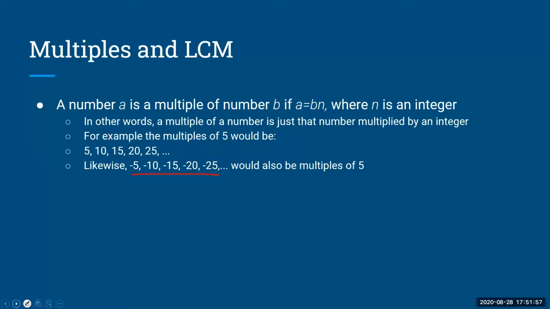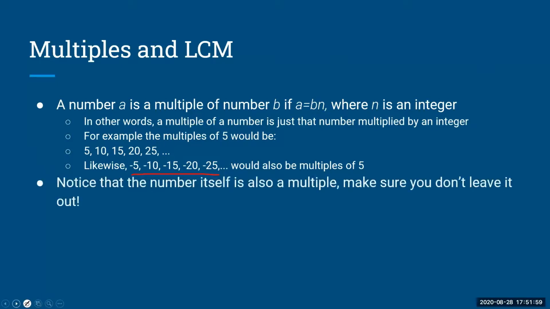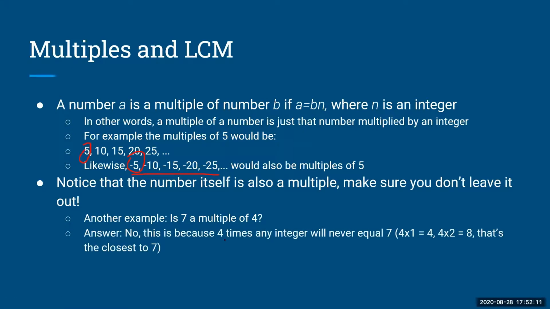We usually don't list the negative numbers as multiples and or factors. And notice the number itself is also a multiple, because 5 times 1 is an integer. So watch out. Is 7 a multiple of 4? Obviously not, because 4 times any integer will never equal 7. So no. What about 1? Multiples of 1 are 1, 2, 3, 4, and keep going. It's all the integers.